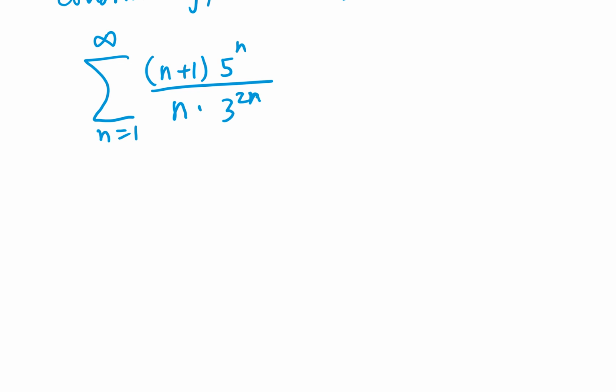If you want to use comparison or limit comparison, it's not going to be easy to compare this to another test. But the key element here is when I see a number raised to n, like this, or this, when I see something like that, that tells me use ratio test. So I'm going to use ratio test, and I'm going to recall from the previous section what the ratio test is.